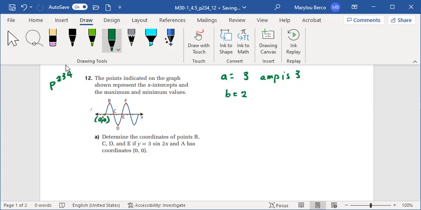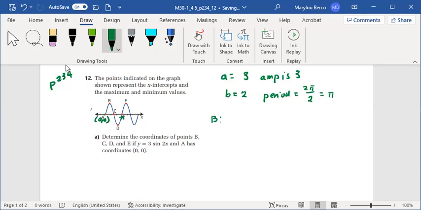So the period is 2 pi over 2, or pi. So here we have pi. Okay, 1, 2, pi.